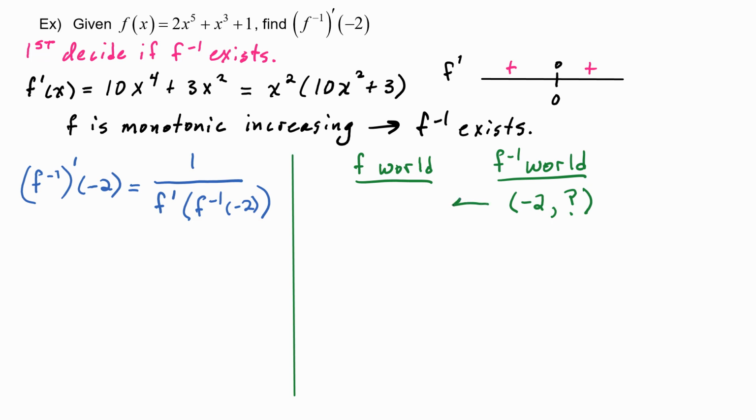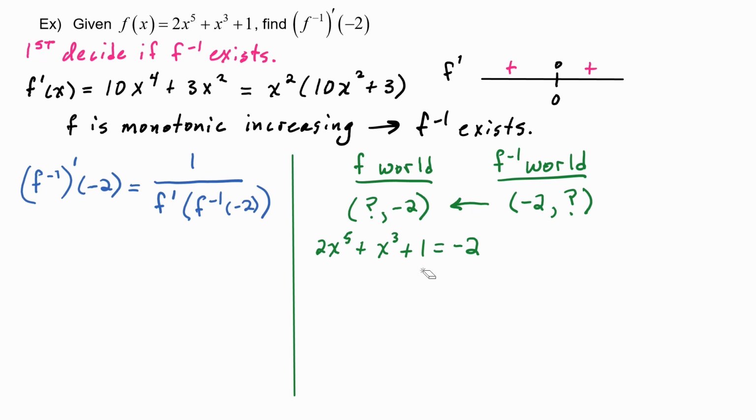Now we can translate that to f world, because that would become the point question mark, negative 2. The reason we want to do that is because we do have f of x. So here we are saying we don't know what the x value is, but we do know what the y value is. So what we could do is solve 2x to the fifth plus x cubed plus 1 equal to -2. Because we know the y value, we just don't know the x value.